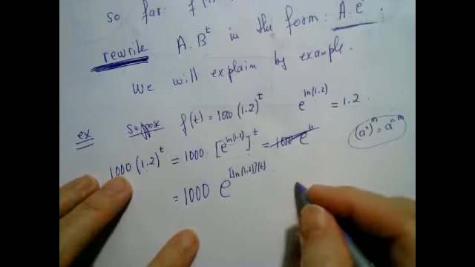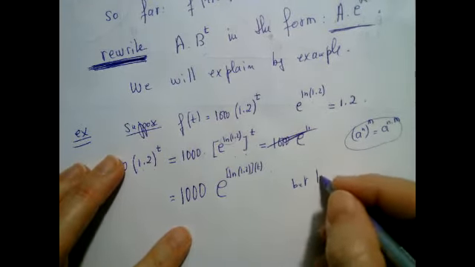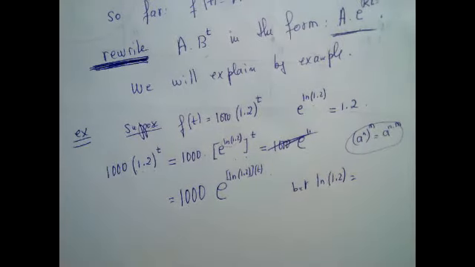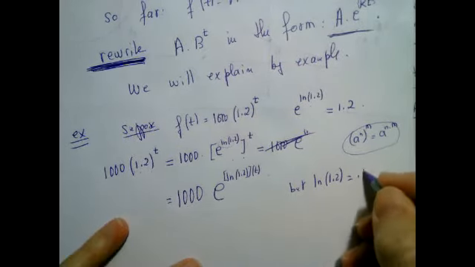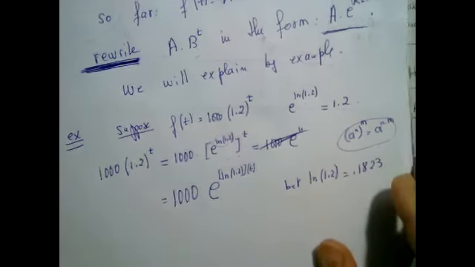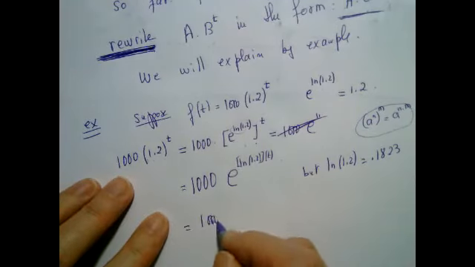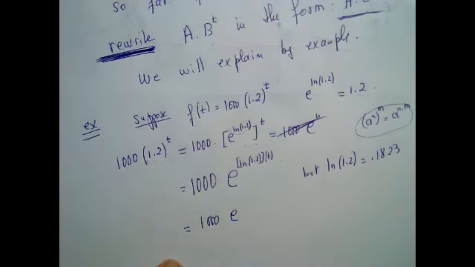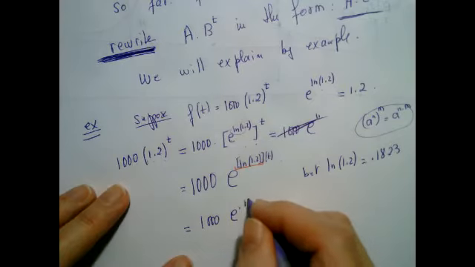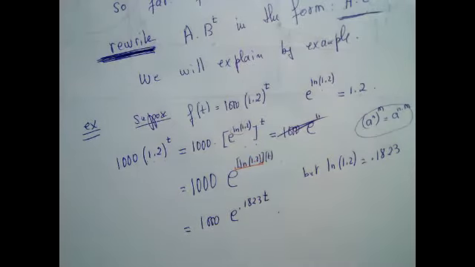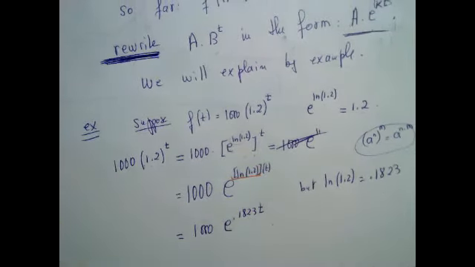Okay, which is what? Let us compute ln of 1.2. ln of 1.2 is just a number that I can pick up my calculator and get. If I pick up my calculator, I will get 0.1823. It means this function, I can rewrite as 1,000 times e to the following power. Instead of that, I'm going to replace this by its value, 0.1823 times t.